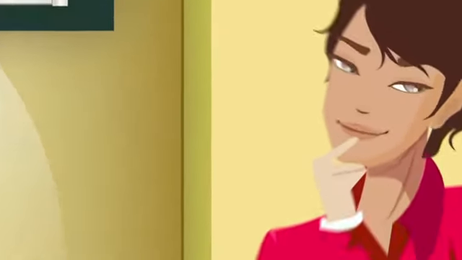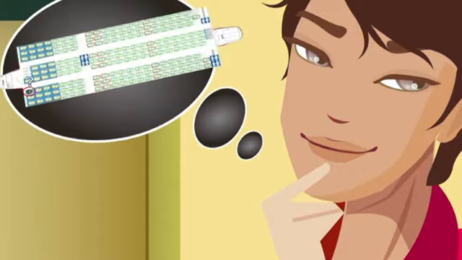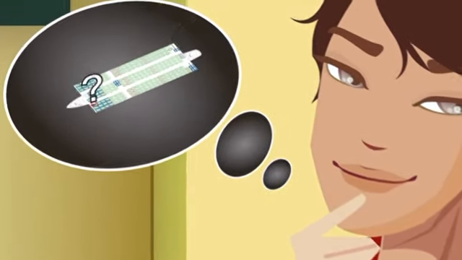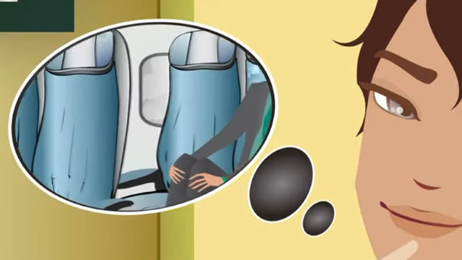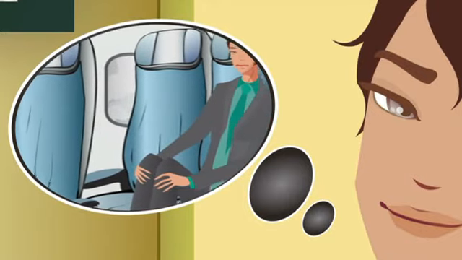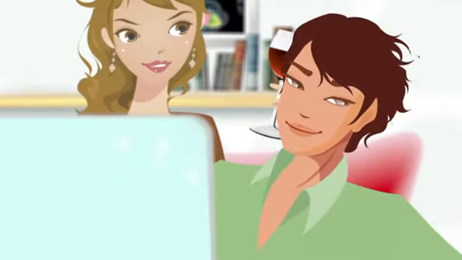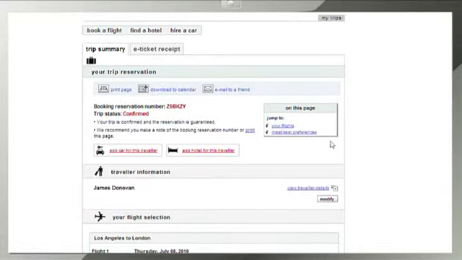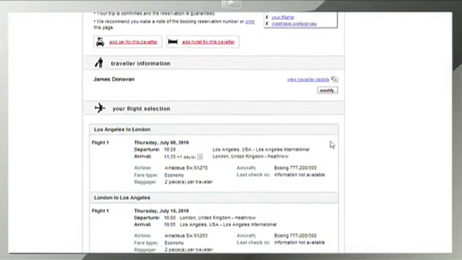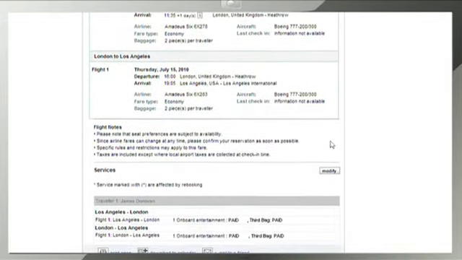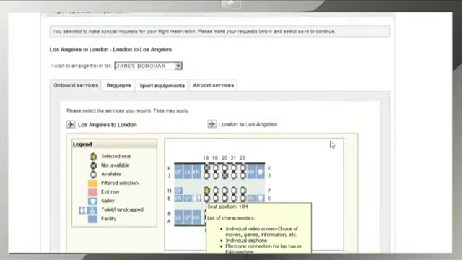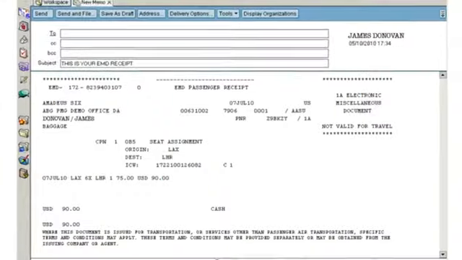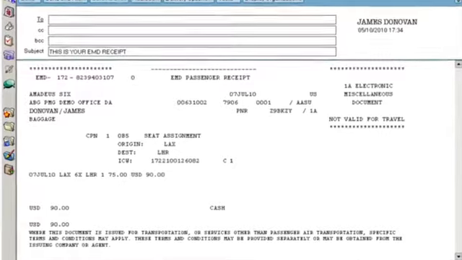Later that evening, James's girlfriend suggests that he should ensure he has sufficient legroom on his flight. James is over 6 foot tall and is often uncomfortable flying in economy. James goes online and quickly books a seat with additional legroom and issues a receipt for his company expenses.